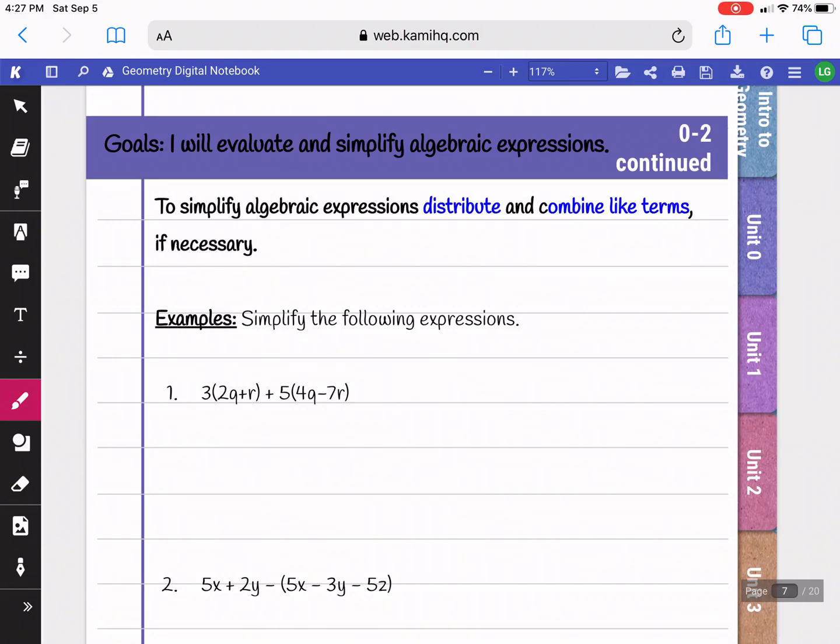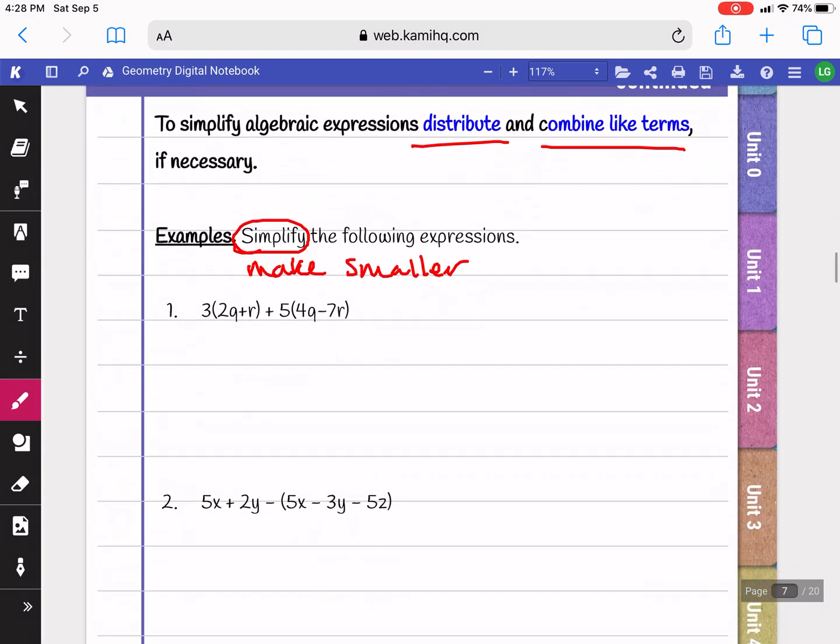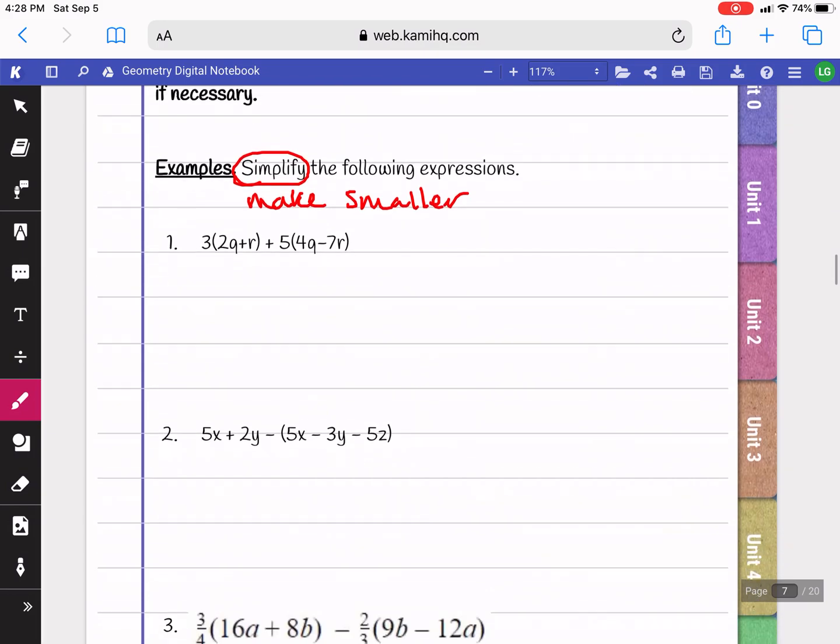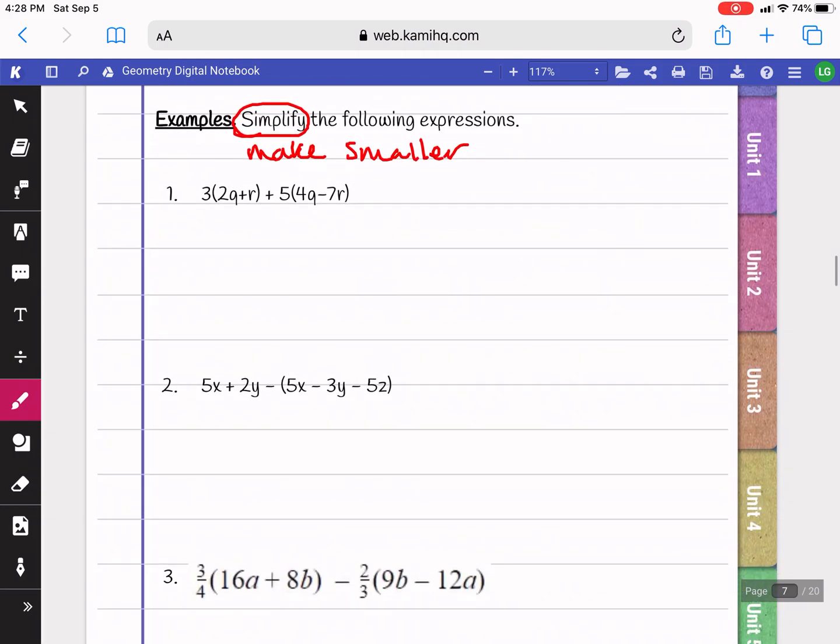In this video, we're going to be simplifying expressions by distributing and combining like terms. So anytime you see simplify, that just means to make your expression smaller. And you're going to do that by distributing anytime you see parentheses or combining like terms when you see terms that are alike. So let's go ahead and look at number 1.